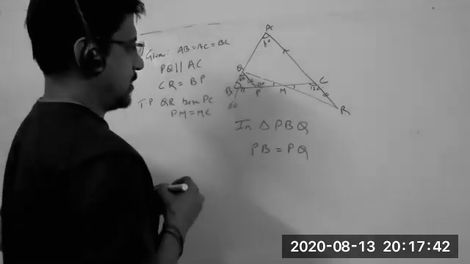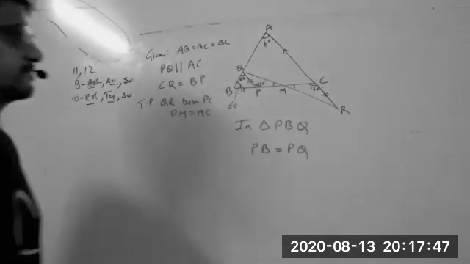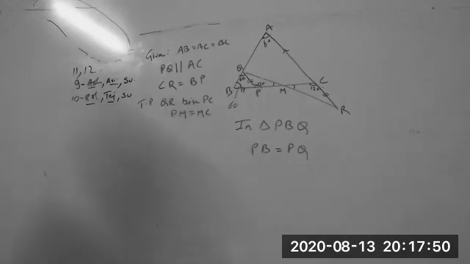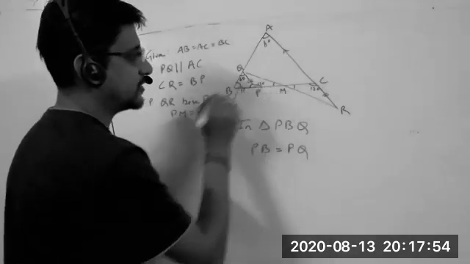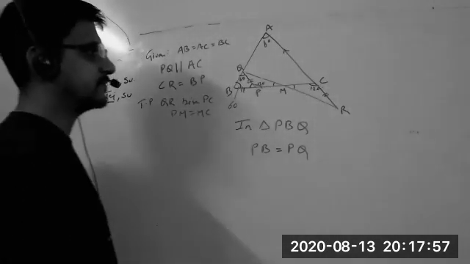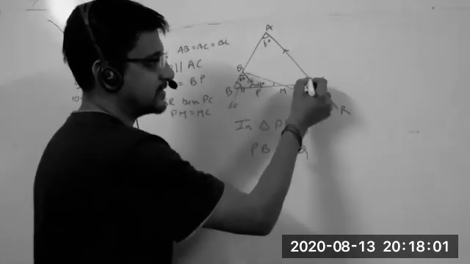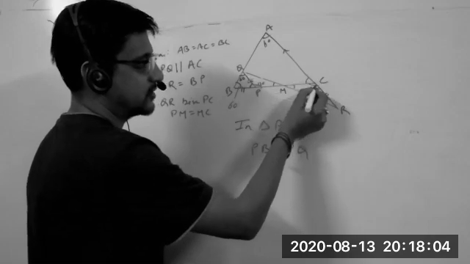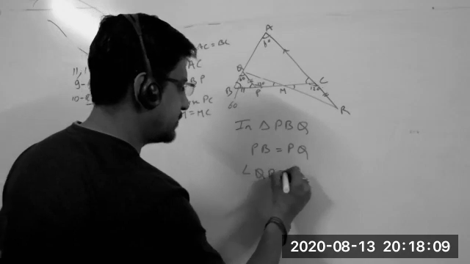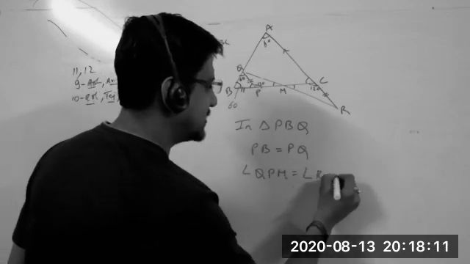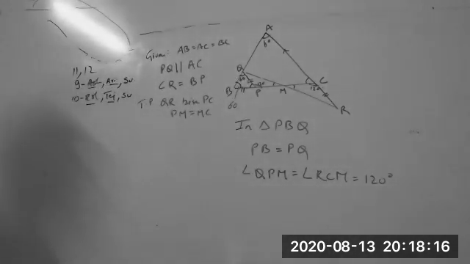Now, what will be the value of this angle? This is a line. This is 60 degrees. So this is 180 minus 60, 120. Yes, sir. And for this angle, what will be the value? This is a straight line, this is 180. So 120. So these two angles are 120. Angle QPM equals angle RCM equals 120 degrees. Correct? Yes, sir.